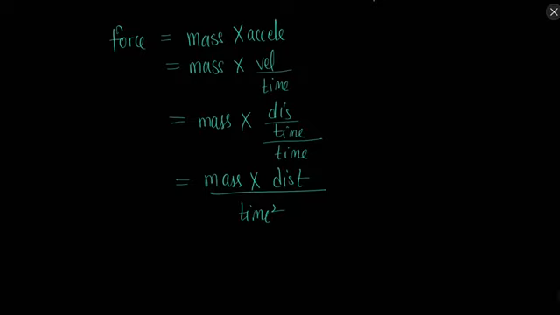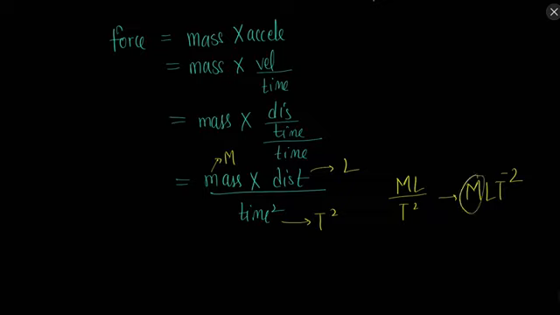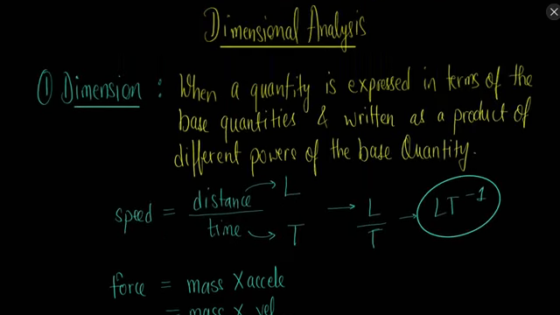Now what are the dimensions? For mass I can write capital M because mass is mass. Then for time, so time square is there, so I will write T square, and distance is the length. So what will I write? M L upon T square. That is, the dimension of force is M L T^-2. That means force consists of one quantity which is mass, one quantity which is length, and T^-2 for time.